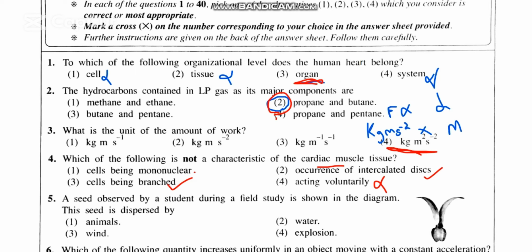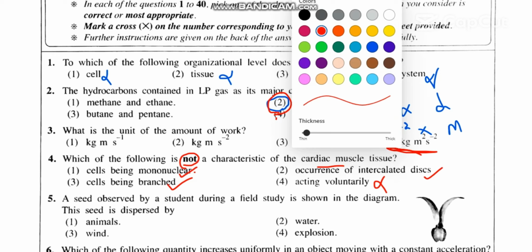You may think the heart pumps only when you want it to, but no. The heart will not pump according to your will. So it's involuntary, and that you know. If this is wrong, then mononuclear is correct. However, you're sure the fourth is wrong. So the answer, not a characteristic, is the fourth one.